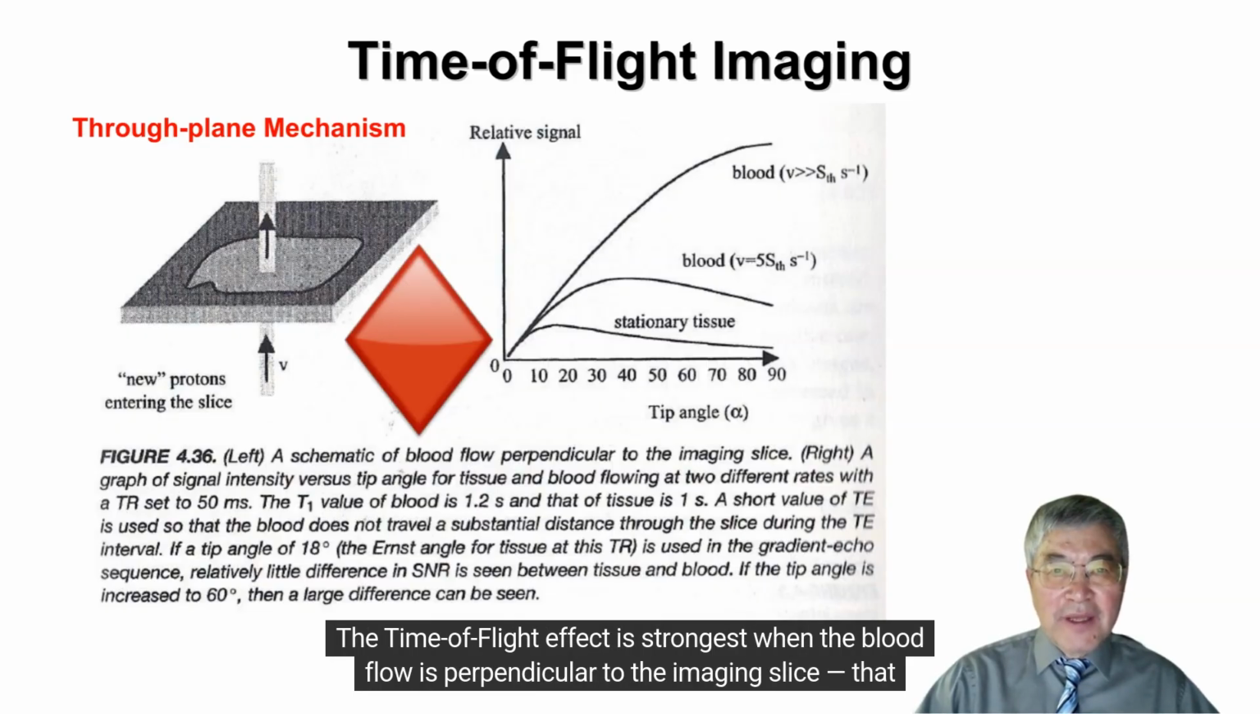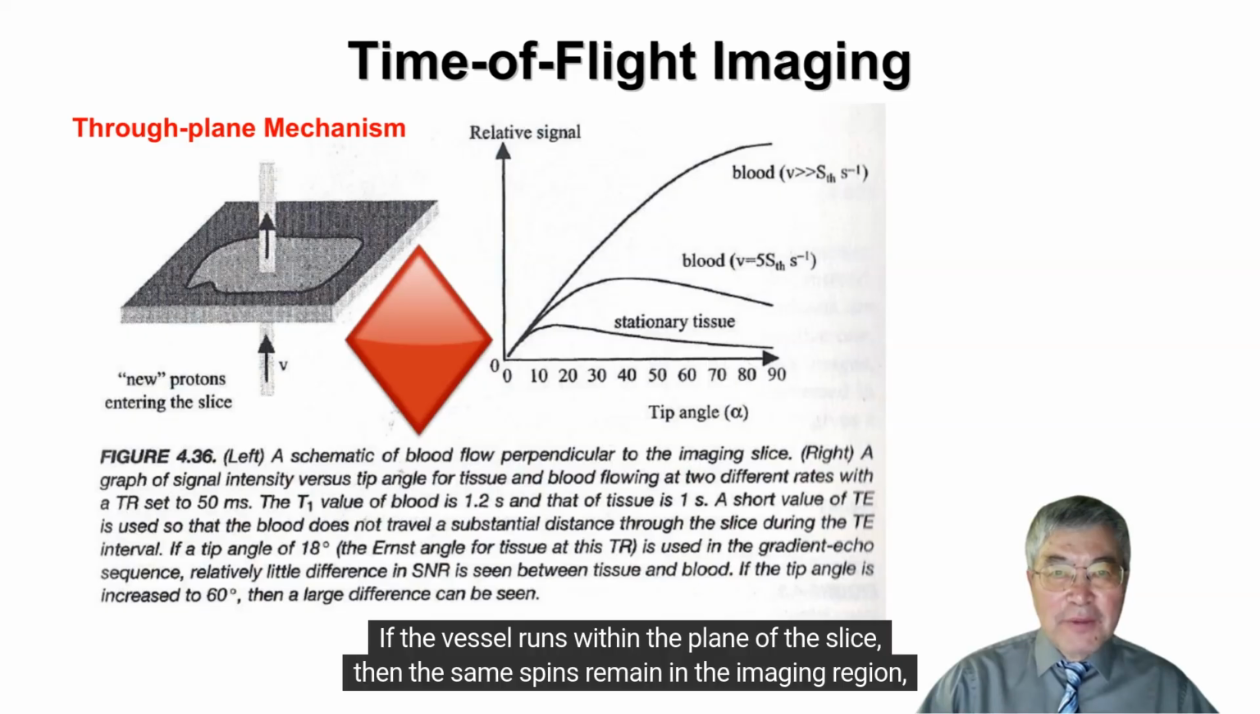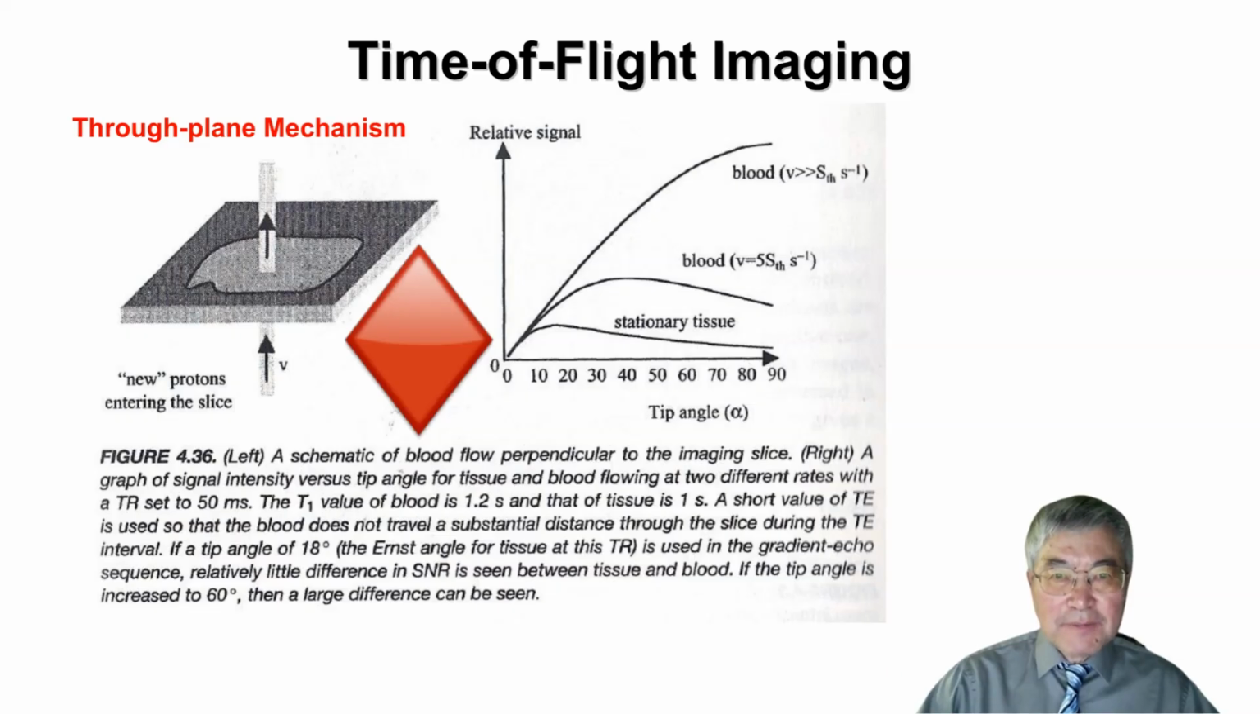The time-of-flight effect is strongest when the blood flow is perpendicular to the imaging slice, that is, when blood moves directly through the plane of excitation. If the vessel runs within the plane of the slice, then the same spins remain in the imaging region and the through-plane mechanism does not work effectively.